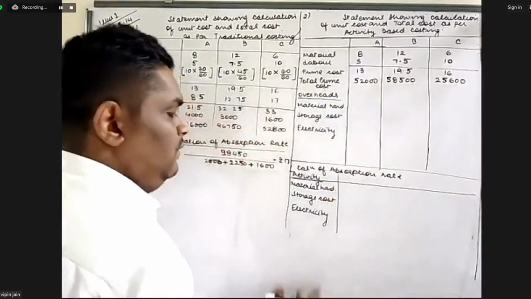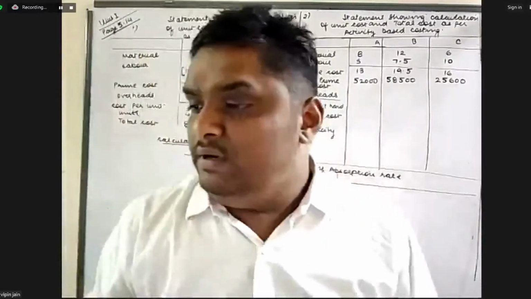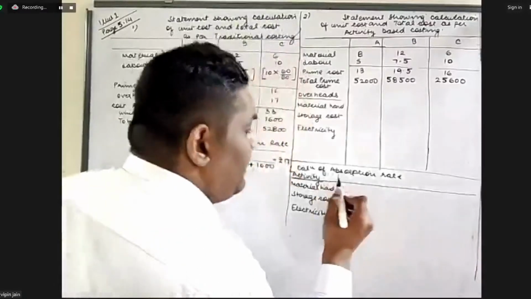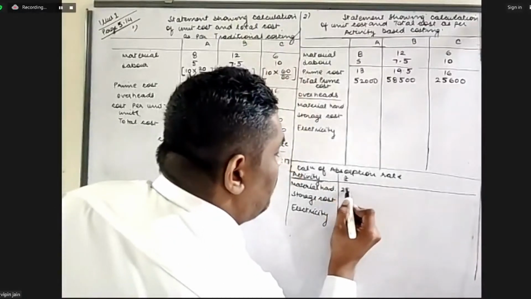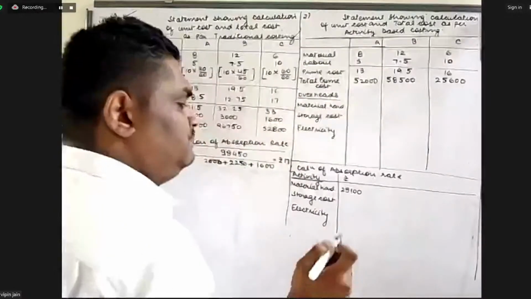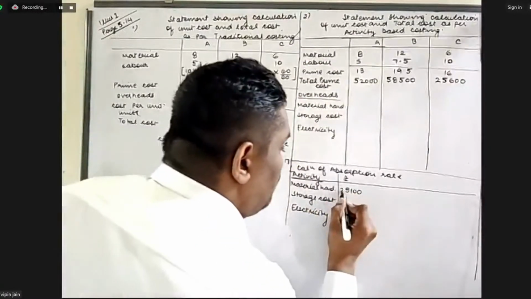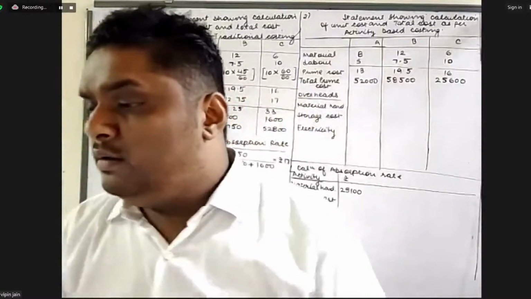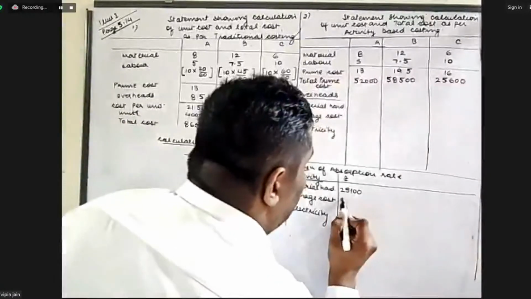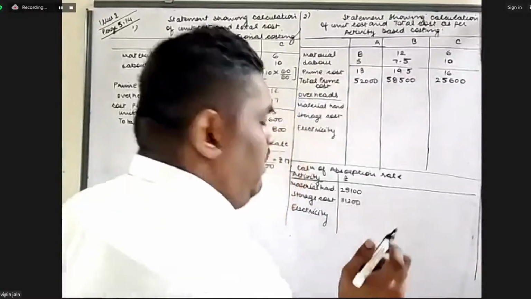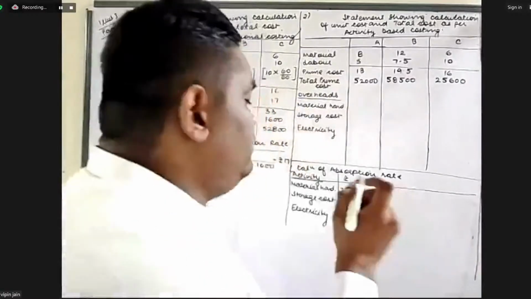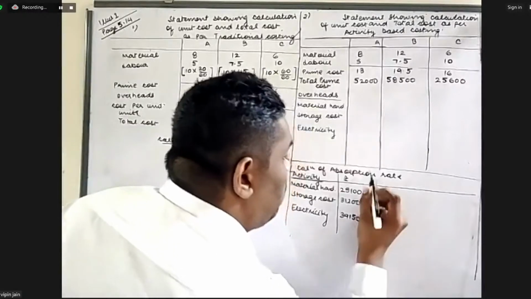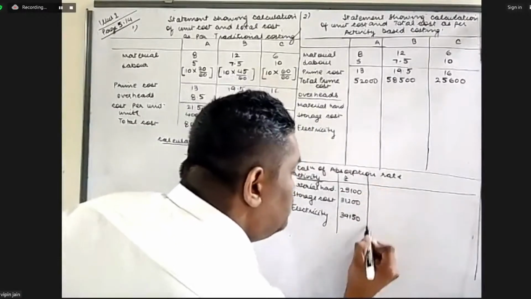Now, the amounts of overheads are also given. That is $29,100, $31,200 and $39,150. So we have got the amounts.